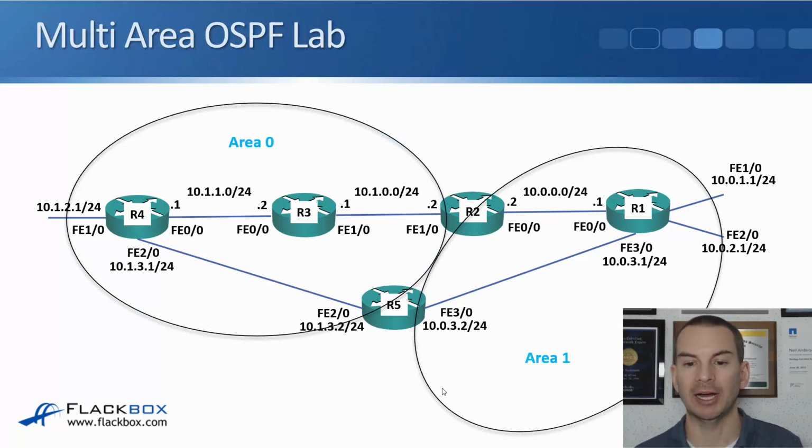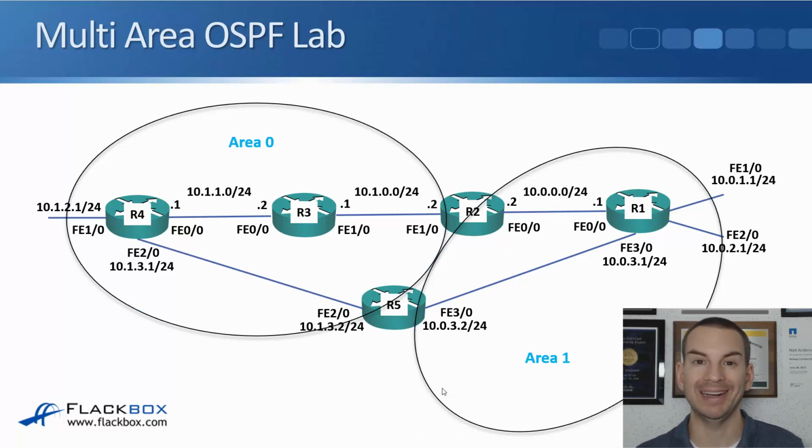Normally you would have multiple normal areas hanging off of area 0, but because we've only got 5 routers here, I'm just going to have an area 0 and an area 1. Routers R3 and R4 are going to be backbone routers in area 0. Routers R2 and R5 are going to be ABRs with an interface in area 0 and area 1, and router R1 is going to be a normal router in area 1.